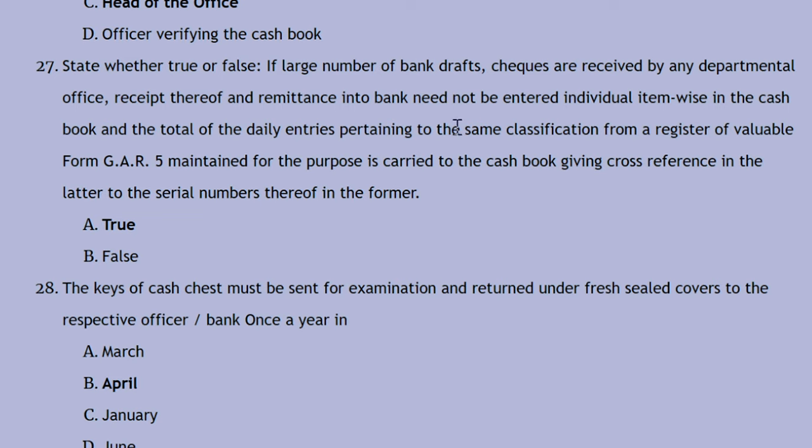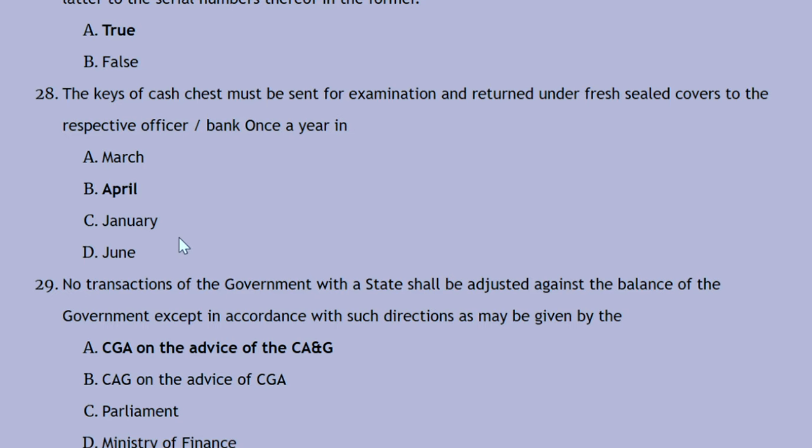27. State whether true or false. If a large number of bank drafts or cheques are received by any departmental office, receipt thereof and remittance into bank need not be entered item-wise in the cash book, and the total of the daily entries pertaining to the same classification from a register of valuables, form GR5, maintained for the purpose is carried to the cash book, giving cross reference in the latter to the serial number thereof in the former. True.